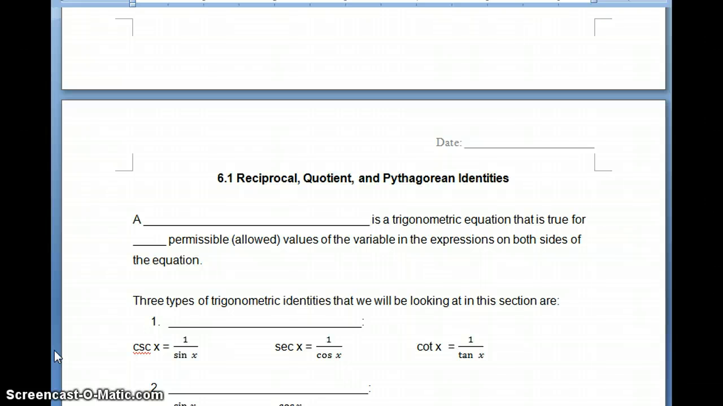Alright, so section 6.1, we're dealing with the reciprocal, quotient, and Pythagorean identities. To start, a trigonometric identity is a trigonometric equation that is true for all permissible values. That is very important. It's true for all permissible or allowed values of the variable in the expression on both sides of the equation. So we're going to be looking at equations, and all of your values have to work.